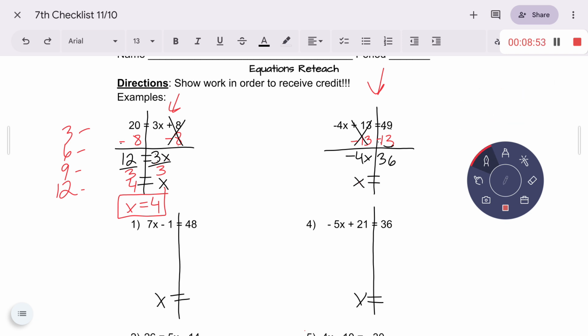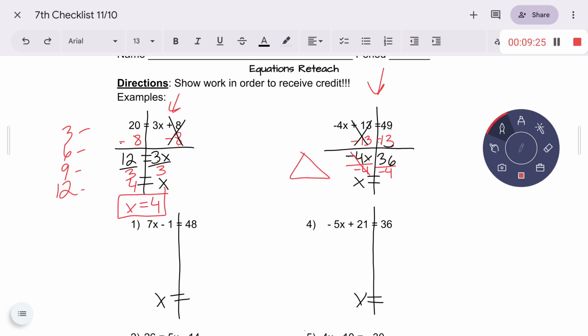Now, notice these don't look alike yet. So I'm going to divide by what? Negative 4. Remember, a number next to a variable is multiply. We do the opposite, okay? And notice I did it to both sides. I feel like I'm going fast, but most of y'all have been paying attention, but this part's important. If this is a negative, I divide by a negative. If this is a positive, I divide by a positive, okay?